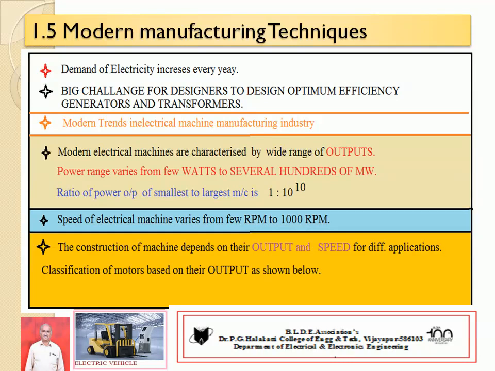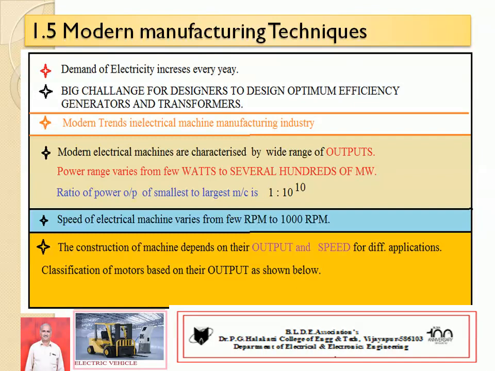Either we can go for energy saving schemes or we can go for energy efficient designs, particularly in the case of generators and transformers. These two are the main machines required in generation, transmission and distribution. All power systems depend upon this design. Hence, we have to go for optimum efficiency, that is, a reduction of losses.